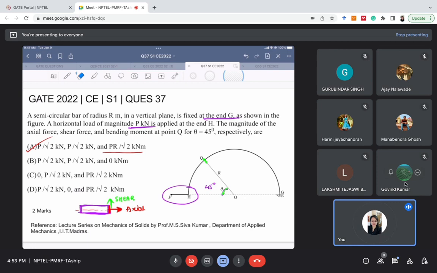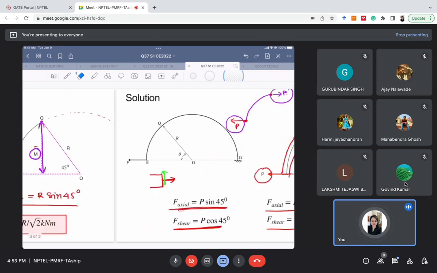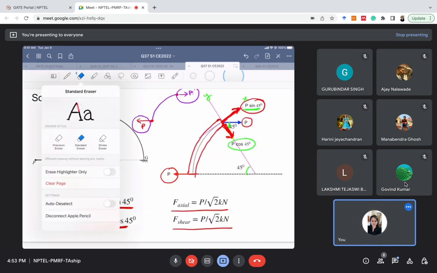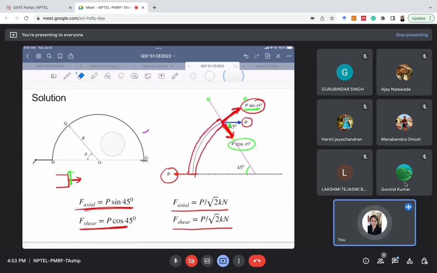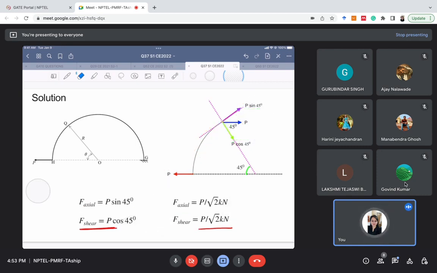Thank you. So in this problem, we are asked the value of axial force, shear force, and bending moment. I think bending moment is understood. The other thing is axial force and shear force. So what I did is, at the section at which we have to calculate the axial force and shear force, we cut our bar from that particular section. I've cut that bar and made a separate bar here, with this particular section which I have cut.